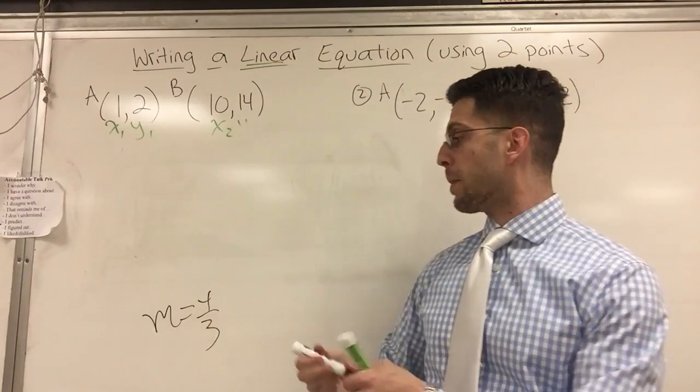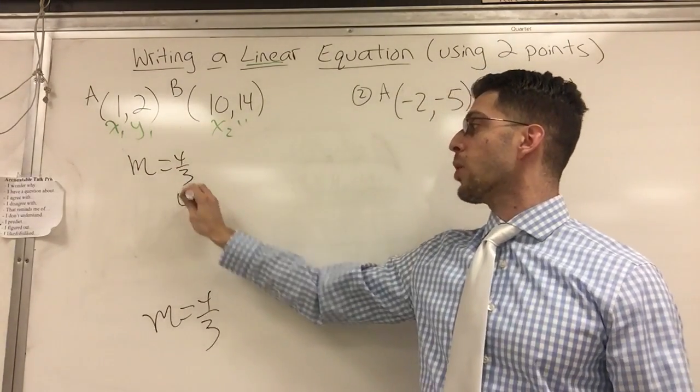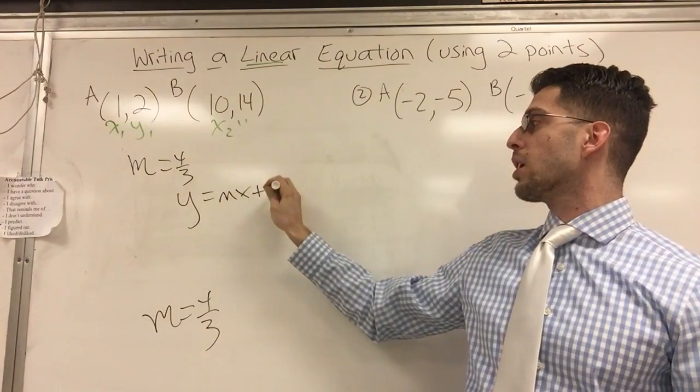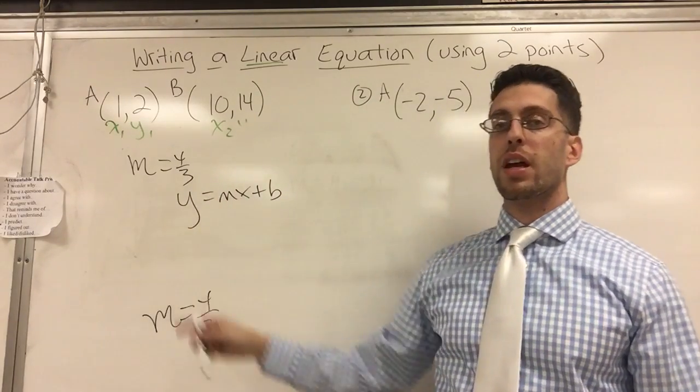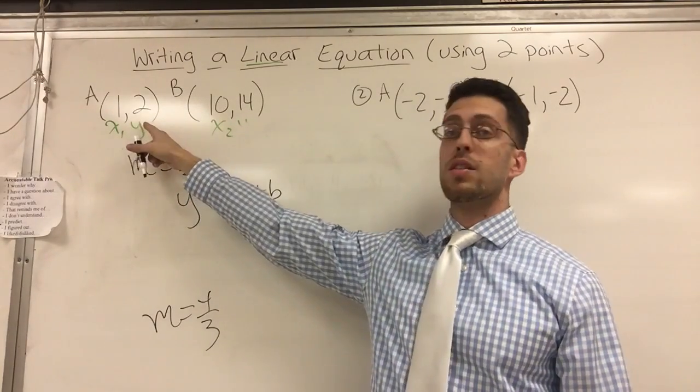So I got my m. My m is 4 over 3. I know that y equals mx plus b. I wish I had an x and a y so that I could fill it in. Oh, I do. I'm going to pick the easy one. You can pick either point you want. I'm going to pick the easier point.